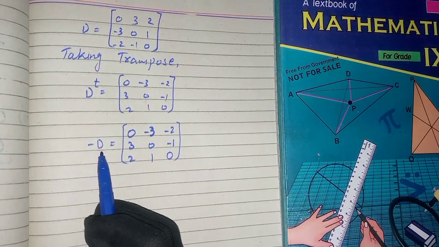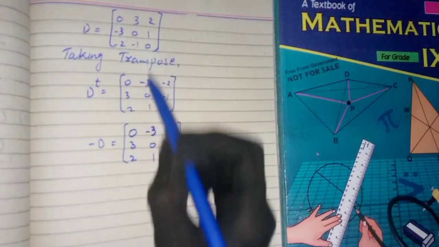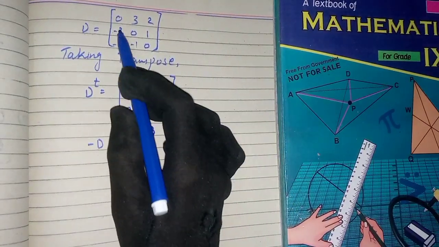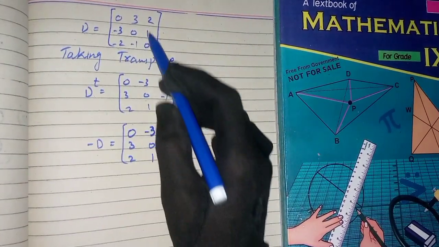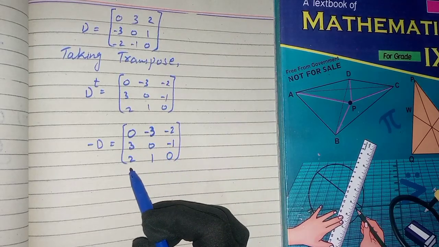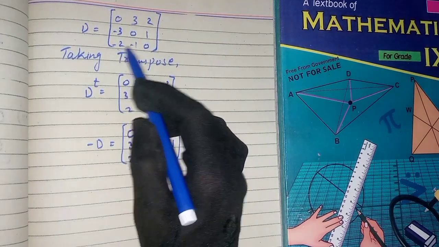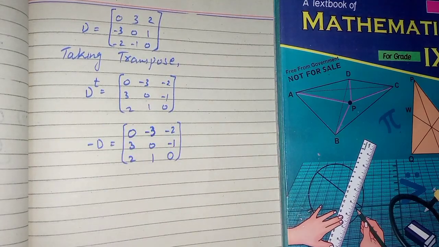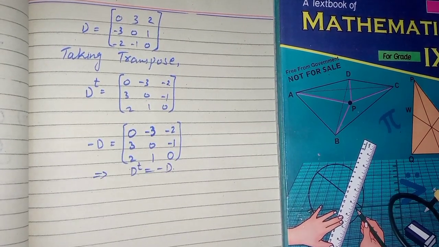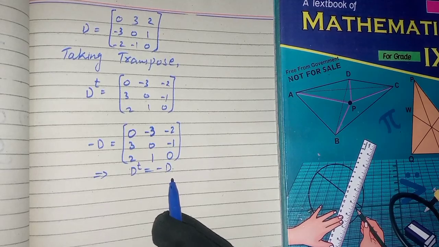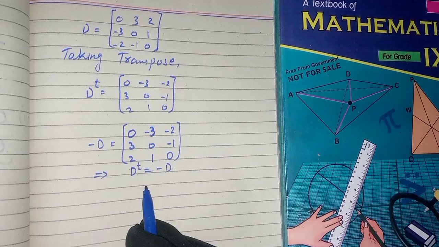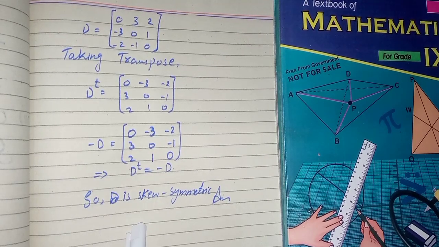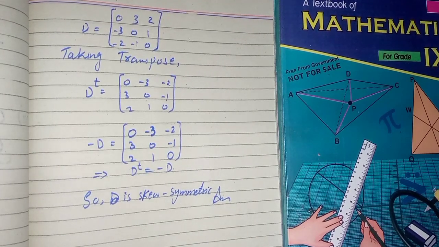Now we find minus D. We write 0 as it is. 3 become minus 3, 2 become minus 2, minus 3 become 3, 0, 1 become minus 1, 2, 1, 0. We can see that D transpose equal to minus D. So matrix D is a skew symmetric matrix.